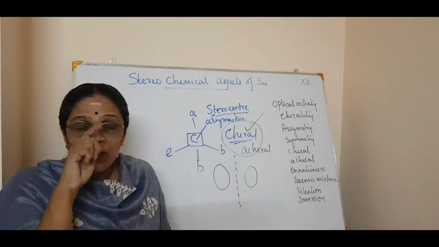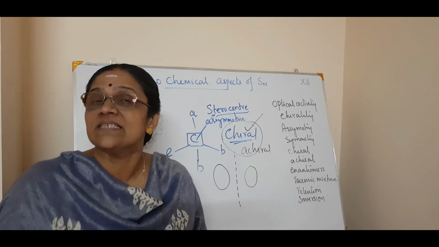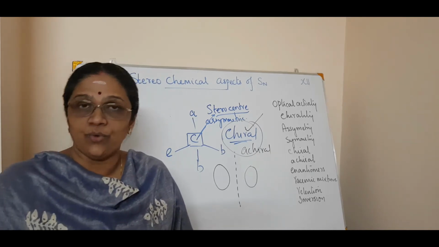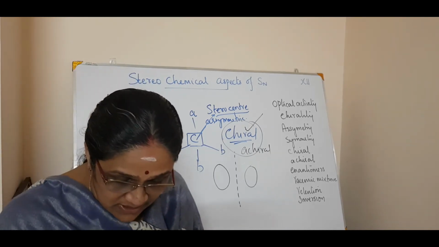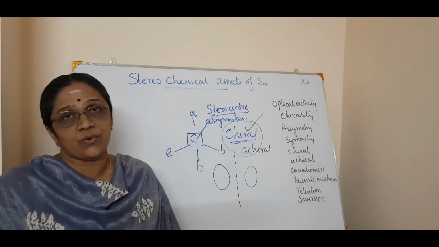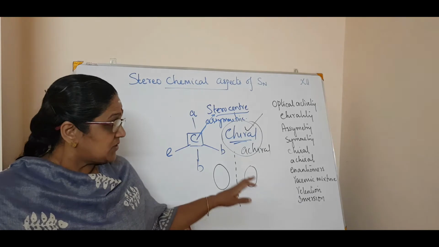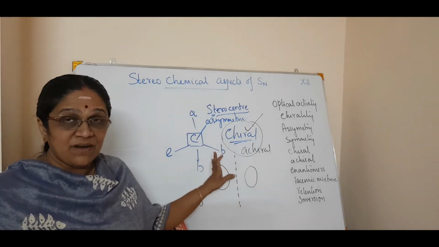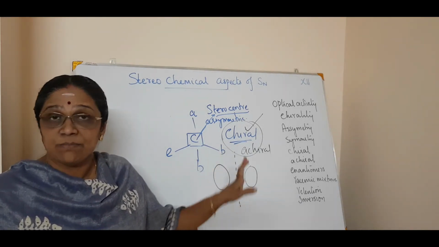And a chiral molecule, if it is superimposable, it is called an achiral molecule. So, these are the examples of the chiral and achiral molecule. Okay. So, now you know what is molecular asymmetry and molecular symmetry.